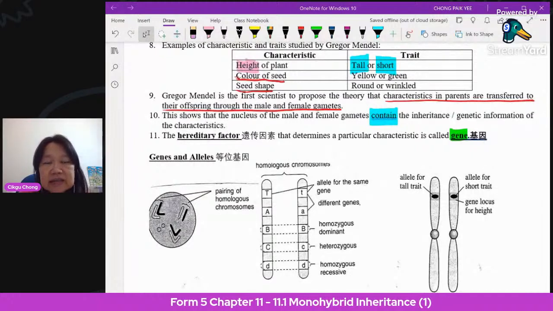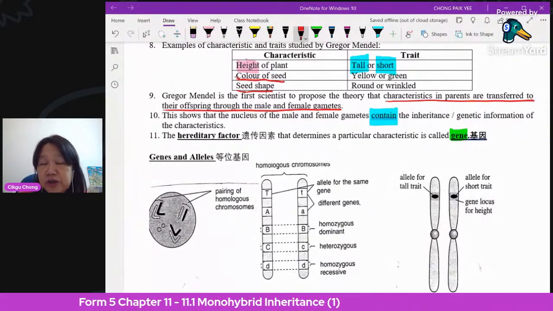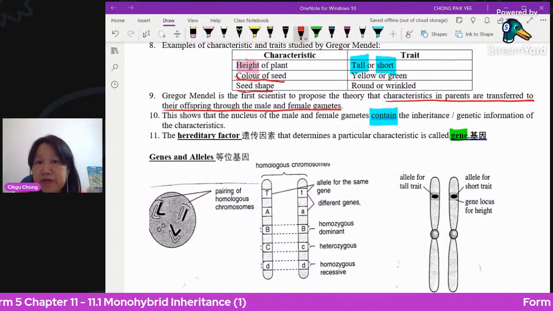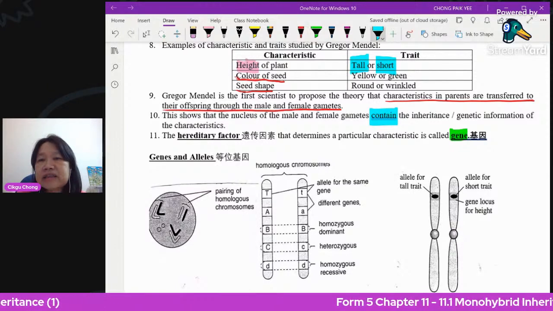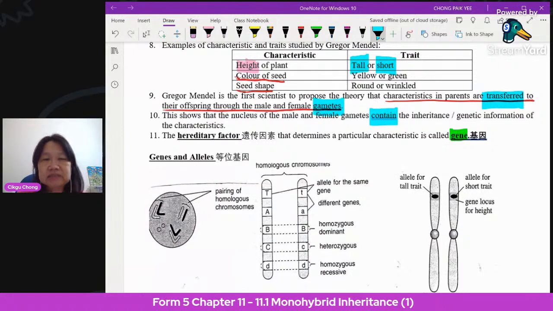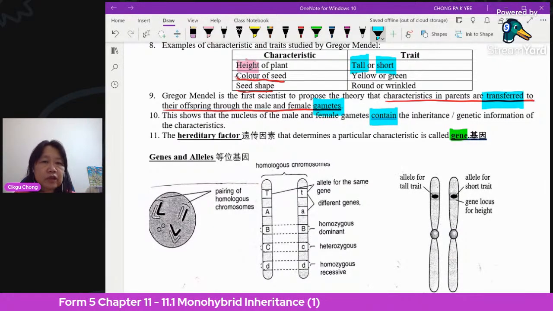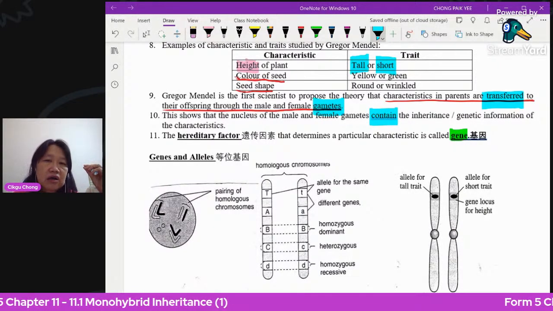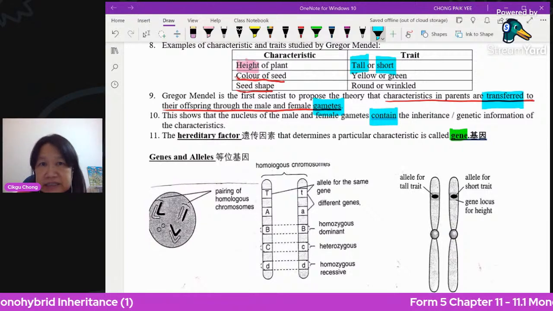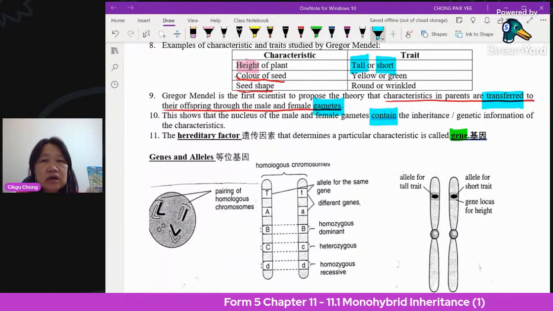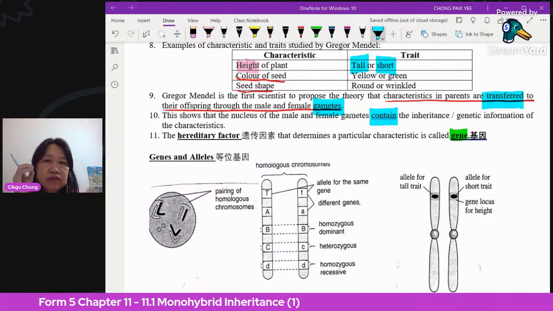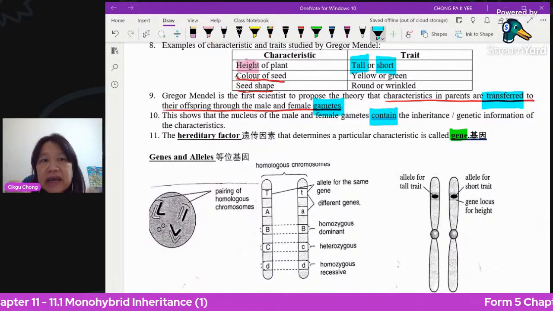He was the first scientist to propose the theory that characteristics in parents, so there must be something in the parents, are transferred to the offspring. And they transfer it to gametes. For plants, it will be the ovum and the pollen grains. For humans and animals, it will be the sperm and the ovums. They carry that certain kind of characteristic.